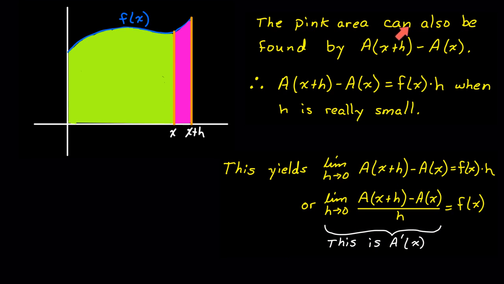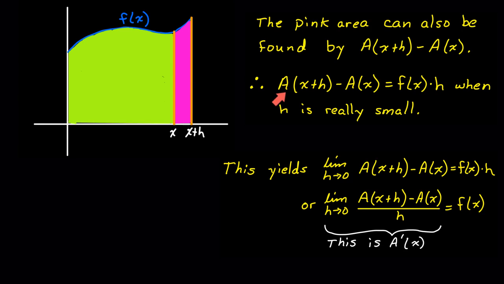Now the pink area can also be found by this right here, which is A of x plus h minus A of x. Remember, A of x plus h is the green and the pink area combined. A of x is the green area. So this is saying green and pink minus green, and that would give us just the pink area. And the pink area we saw from the other slide was f of x times h.